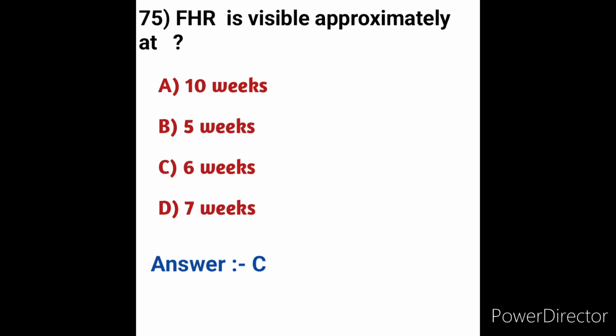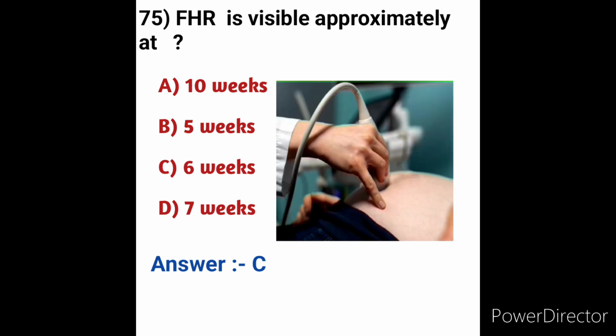Here FHR, fetal heart rate monitoring, measures the heart rate and rhythm of your baby, meaning the fetus. The average FHR is between 110 to 160 beats per minute and FHR is visible around 6 weeks. Option C is the correct answer here. FHR is visible approximately at 6 weeks of pregnancy. Option C is the correct answer, 6 weeks. Next move on to question number 76.